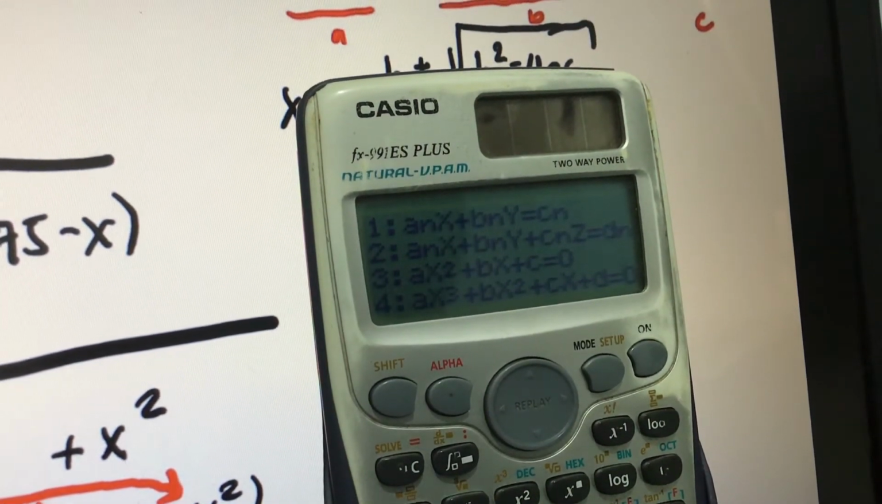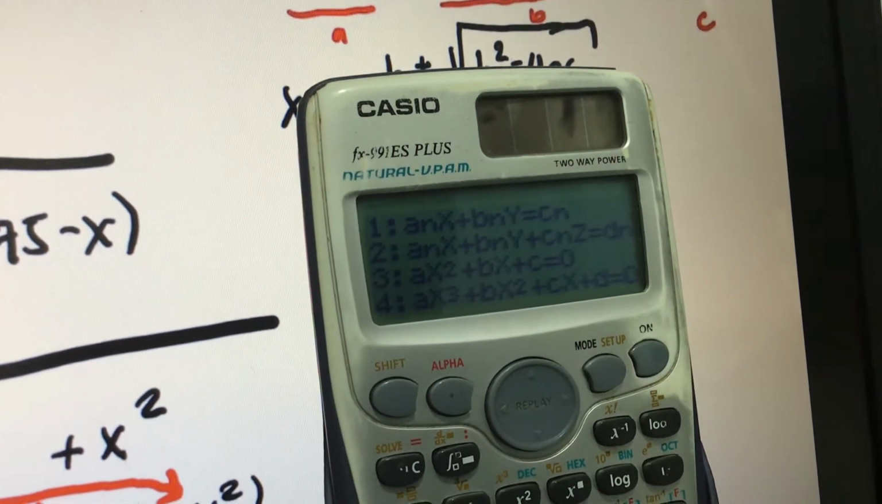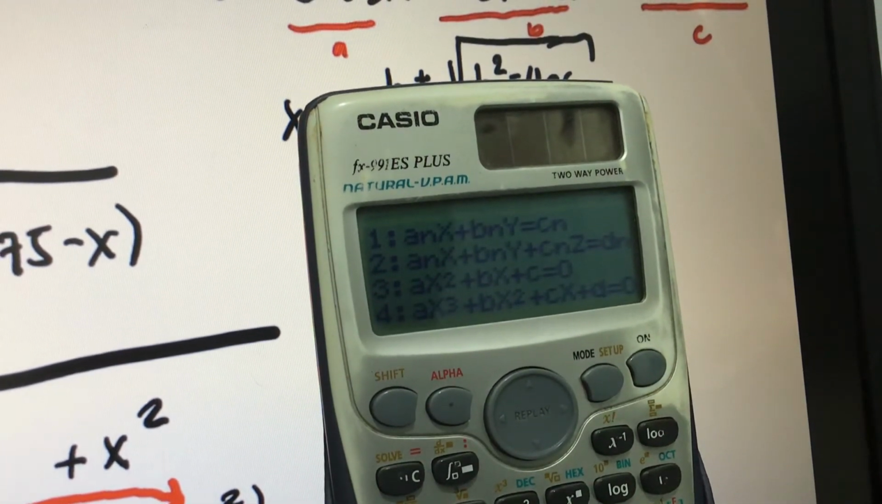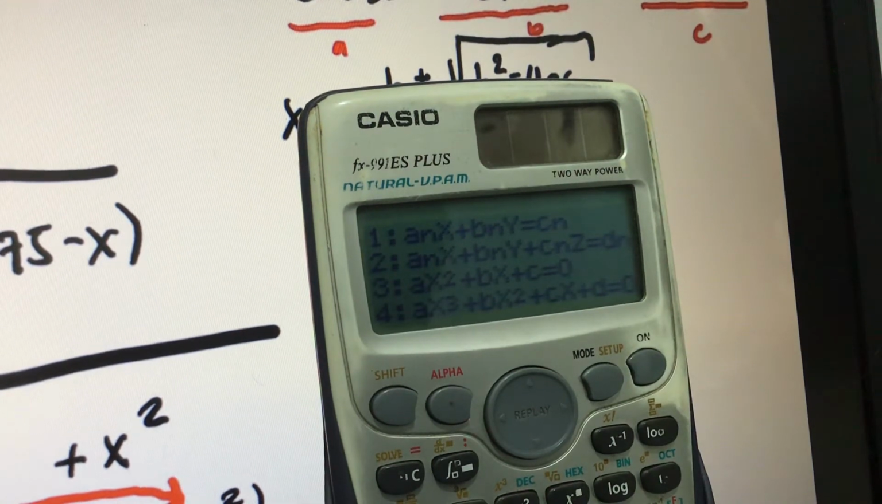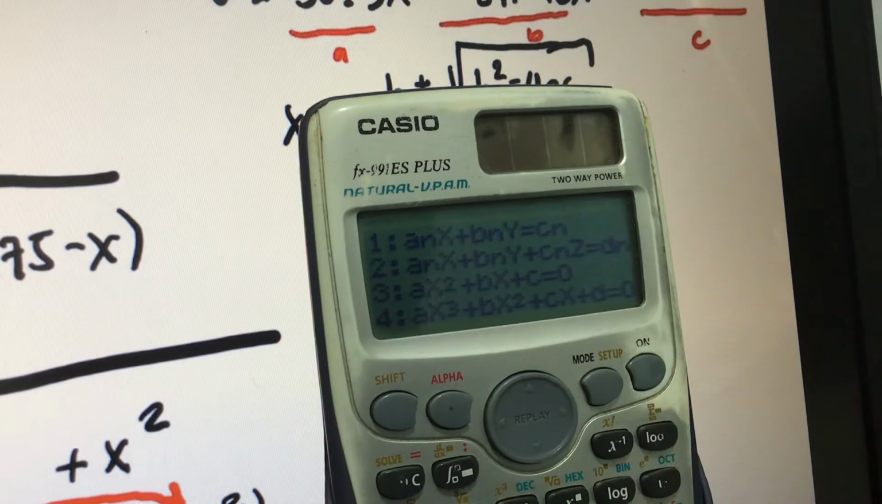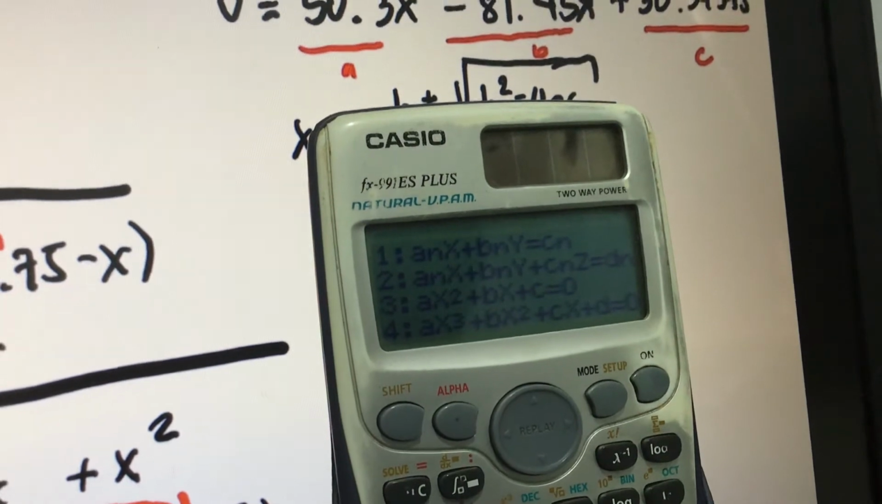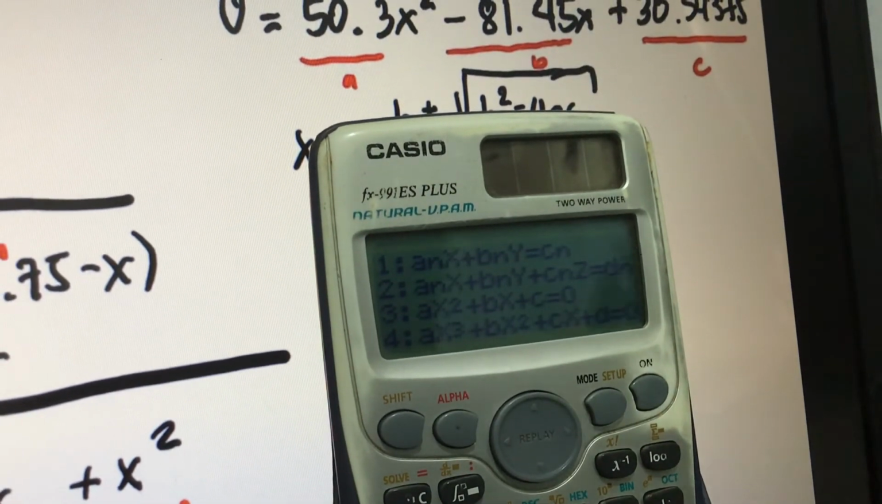So number 3, we have the ax squared plus bx plus c. That's the quadratic equation. And then number 4, we have ax cubed plus bx squared plus cx plus d equals 0. That is the one you use when solving for the cube root of the x value.